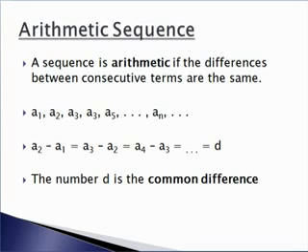So, for example, if you have the sequence a sub 1, a sub 2, a sub 3, and if you take any term and subtract the preceding term, and you get the same thing, so like the second term minus the first, or the third term minus the second, and so on, and you get the same number, then that is an arithmetic sequence. And that number that you're adding or subtracting each time is called the common difference.